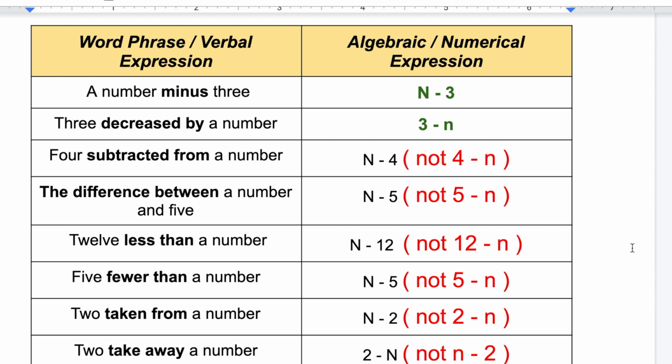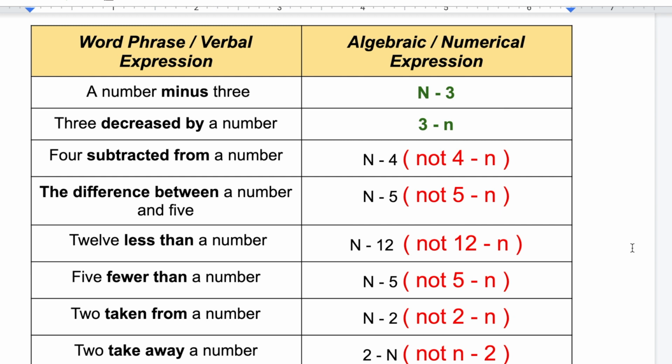The difference between a number and 5. Be careful. Let's say that I am 1 year older than you, so the difference between our ages is 1. That doesn't mean your age minus my age is 1. That means the older. So when I say the difference between two things, I have to start with the greater one. After the word between, a number, this number should be written first, which is n. So n minus 5, not 5 minus n.